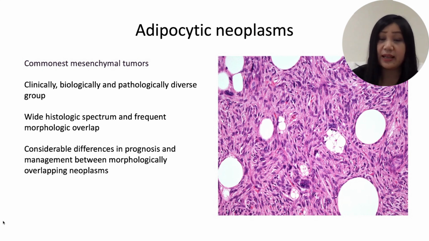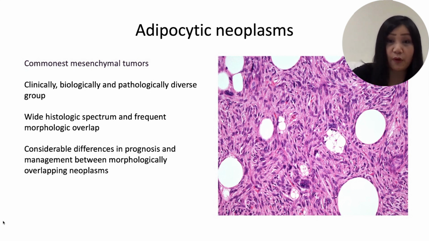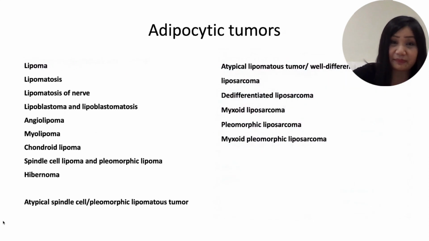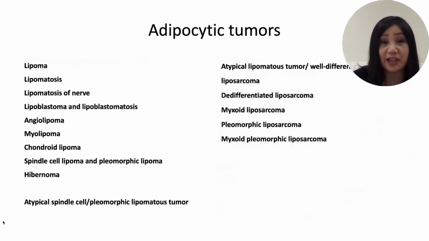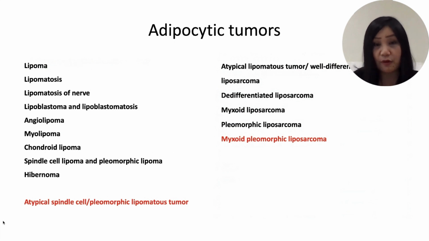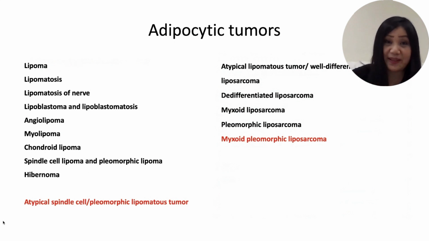So it's important that we can discern and differentiate different adipocytic neoplasms as best as we can using standard morphology and immunohistochemistry. So this is the current WHO classification for adipocytic tumours. The 2020 classification, we have benign on the left and malignant on the right. And in red, these are the two new entities. Atypical spindle cell pleomorphic lipomatous tumour, a very broad and quite challenging to understand group of benign neoplasms that we'll discuss later, and a new malignant entity, myxoid pleomorphic liposarcoma.